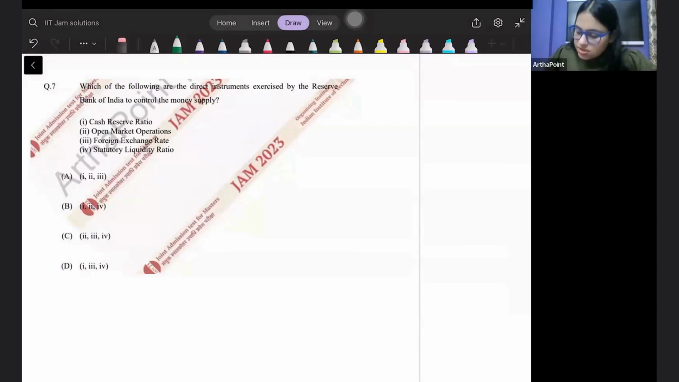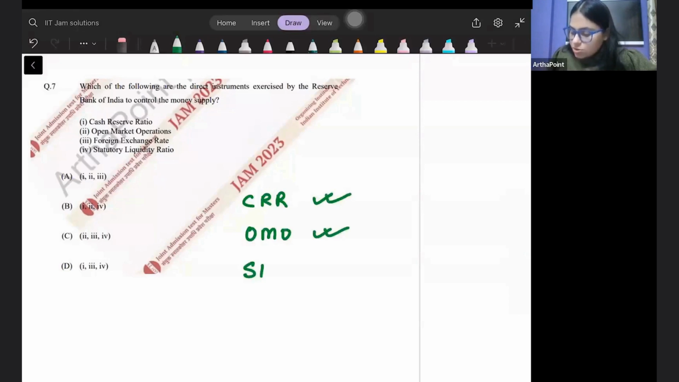So just see here. CRR is an instrument used. OMO is an instrument used. Statutory liquidity ratio is an instrument used. But foreign exchange rate is not used as an instrument. All others are used as an instrument. So the correct answer to this will be B. Yes, it is uploaded under Indian Eco.